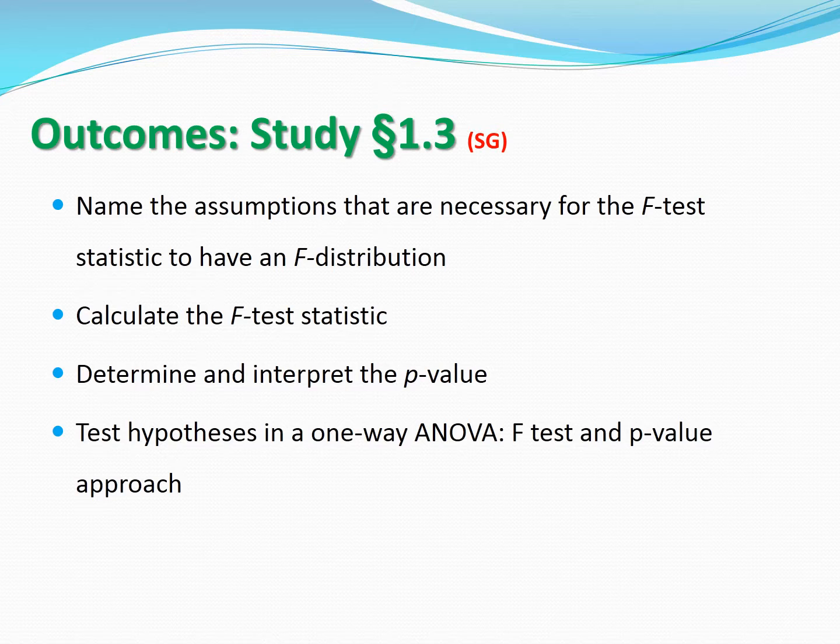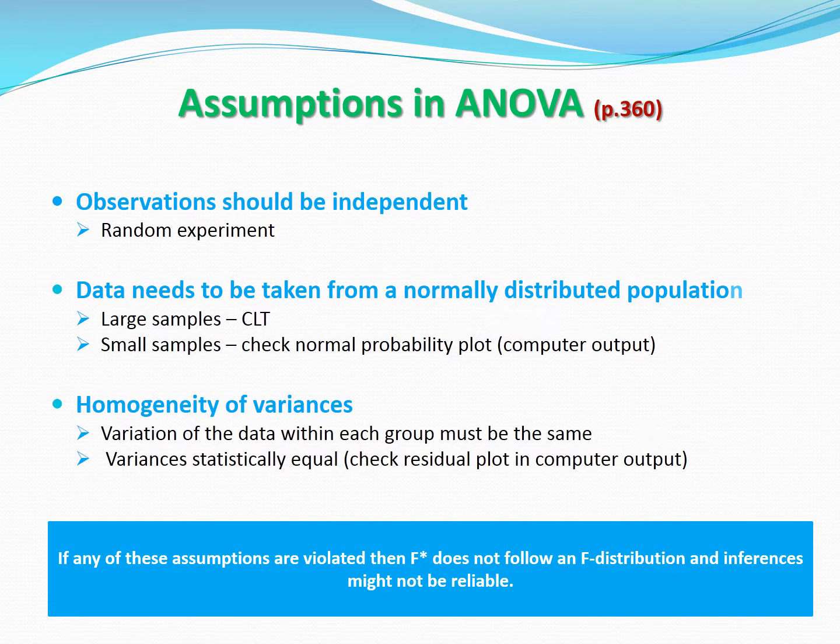Then you should also be able to calculate the F statistic, or if it's given on the output, you can simply determine it from there. And then you should be able to interpret and determine the p-value from the computer output as well. And then lastly, test the hypothesis in a one-way ANOVA. Usually I don't specify whether you have to use the F-test or the p-value approach, but I discuss both of these in the slides. There are 3 assumptions in ANOVA that you should take note of.